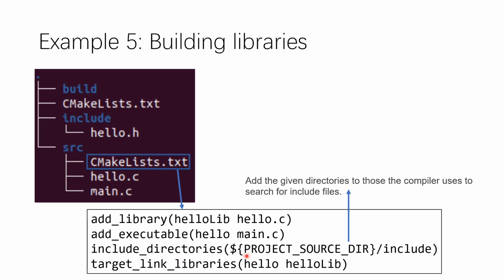And this given directory will be added to the search lists of the compiler so that the compiler can find the header files. Here the project source directory is where we last called the project command, and it's in the outer folder, the outer CMake list. So the project source directory refers to this current directory. And then we go to the include folder. So finally, we link the executable file hello with the library HelloLib and finish the CMake list.